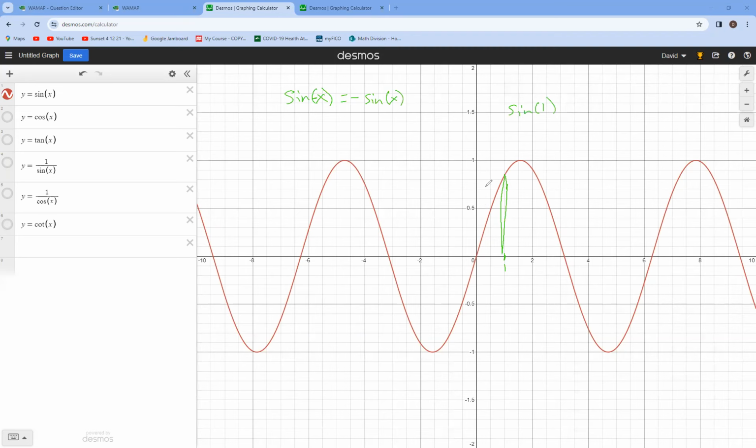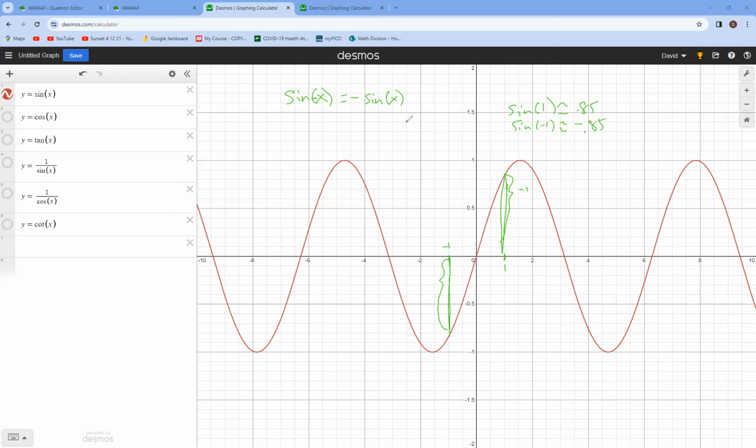Let's see, that's 0.5, 6, 7, 8, about 0.85 roughly. Sine of 1 is about 0.85. But if you also look at negative 1, it would be about this point. If you look at the height on this axis, it's the opposite of that. It's the same size, but opposite in sign. So the sine of 1 is about 0.85 roughly, and the sine of negative 1 is about minus 0.85.